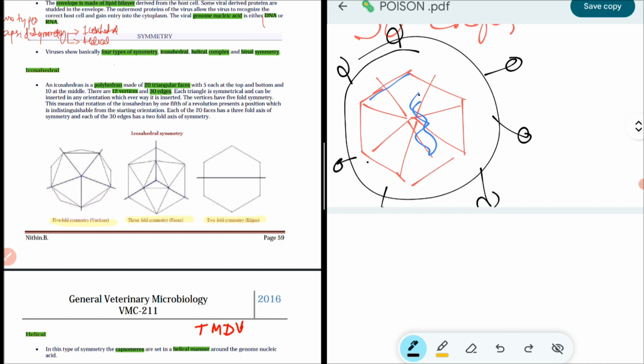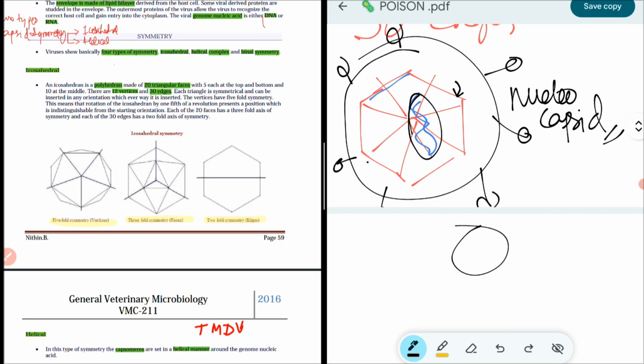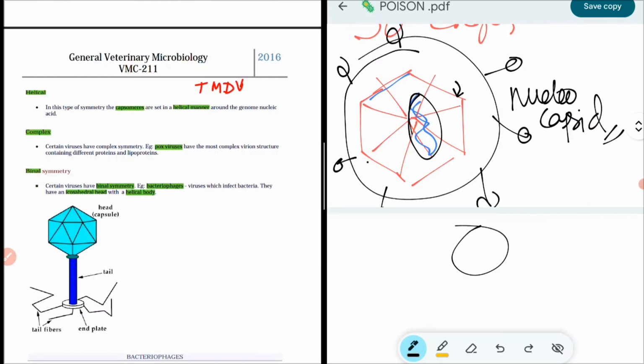And if we want to give a name to the combined structure of genome and capsid, we call it nucleocapsid. And this icosahedral symmetry looks spherical in electron microscopy. And to give a real world example, rather than spherical, it looks like a soccer ball structure. So this is about the icosahedral symmetry. Now, as we have discussed two major important symmetries, the remaining two are very easy.